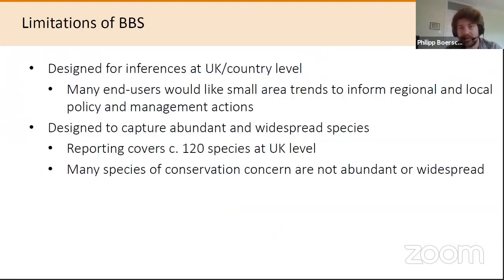The way the survey is designed, it's designed for inferences at the national level, so the United Kingdom or the constituent countries. And that's not where all of the conservation and management actions happen. So many of the end users would like smaller area trends so they can inform regional conservation action. And then the other thing is it's designed to capture abundant and widespread species. And so we report currently on about 120 species, but by definition, those species that are of conservation concern often are those that aren't abundant or widespread, and so they're poorly covered by the survey.